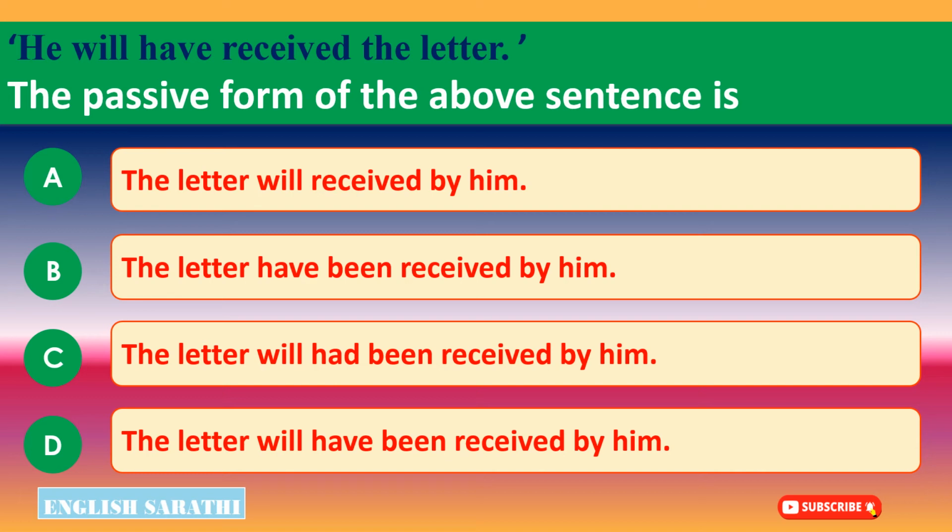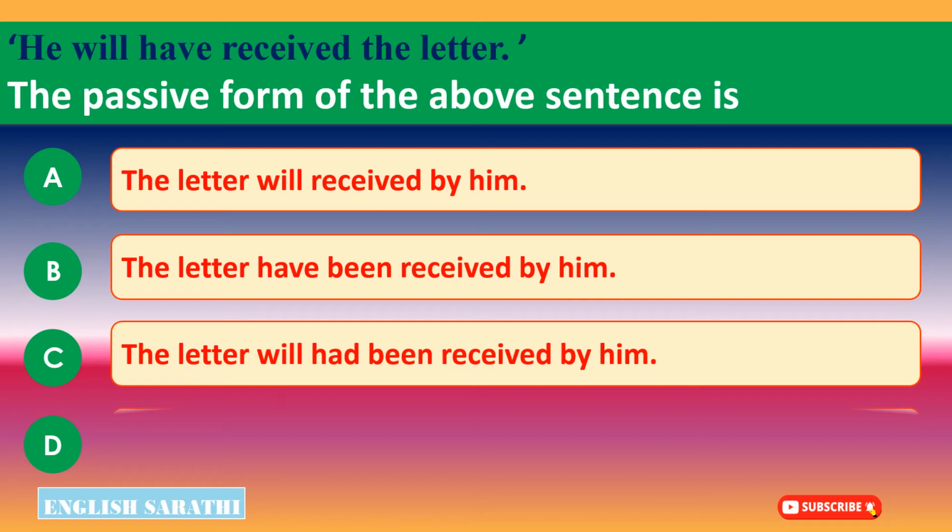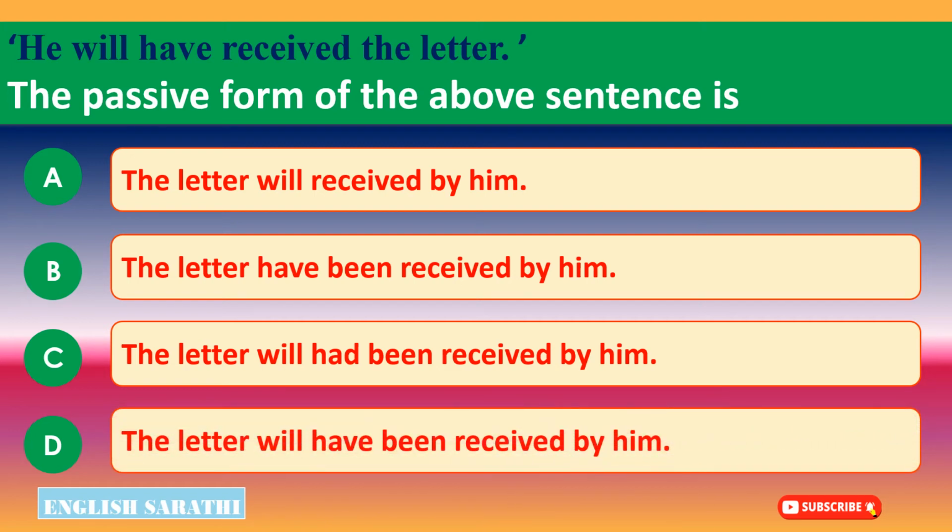Option D. The letter will have been received by him. The correct answer is option D. The letter will have been received by him. He will have received the letter. The passive form is the letter will have been received by him.